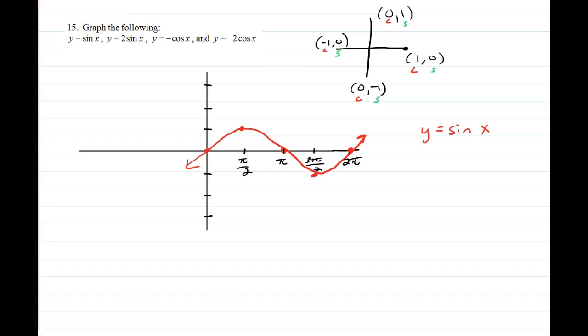For our next one, we have y equals 2 times the sine of x. So now if we think about that 2, we're just going to take our answers here and double it. So the sine of 0 is still 0. Still going to start here. Now here, the sine of 90 is 1 times 2, so it goes up to here.